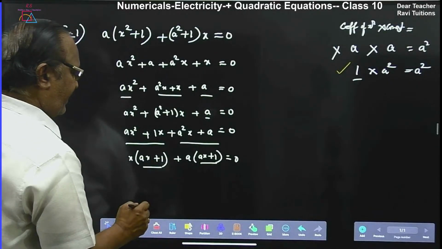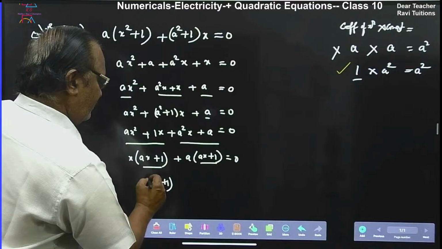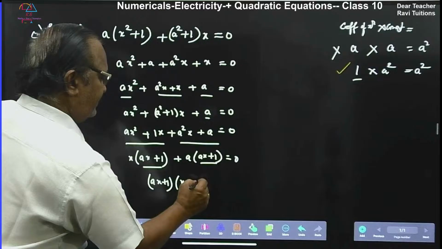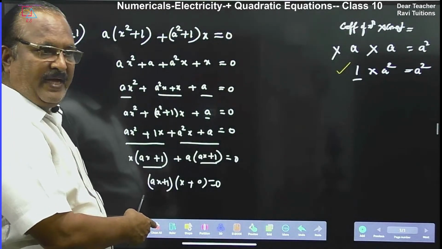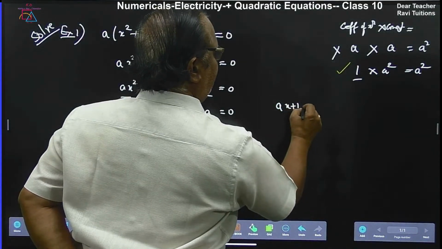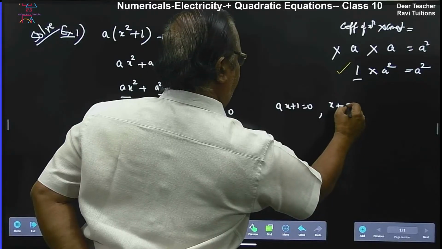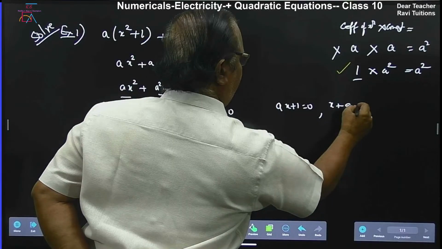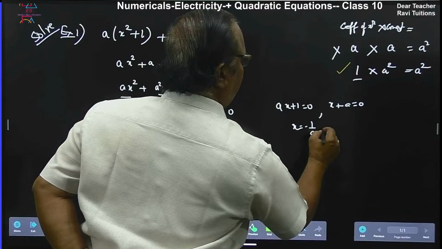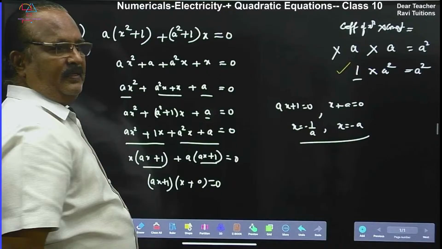So now ax plus 1 is one common factor, and here x is remaining, here a is remaining. Now we got two factors. So then what happens? ax plus 1 is equal to 0 and x plus a is equal to 0, and x is equal to minus 1 by a and x is equal to minus a. This is the solution. Okay.